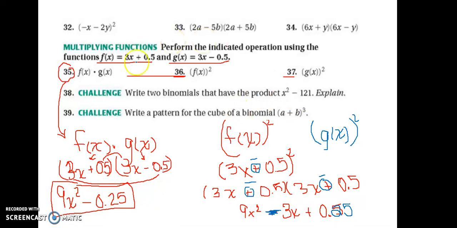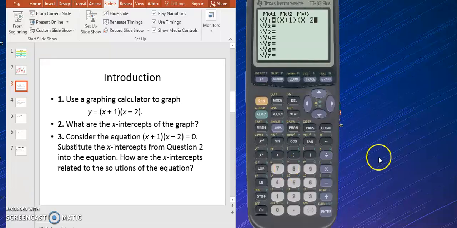So what we wanted to look at here is how you can see function notation as a way to ask you to square and multiply polynomials. Well, we're not finished quite yet. Let's look at an introduction to solving polynomials.